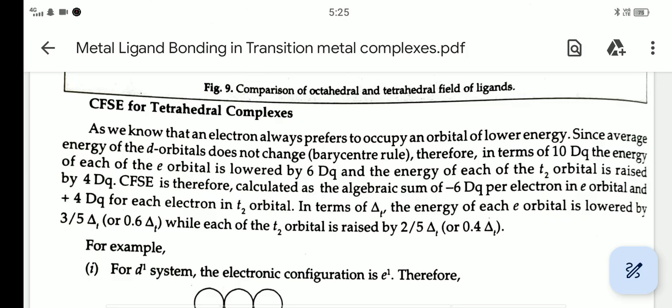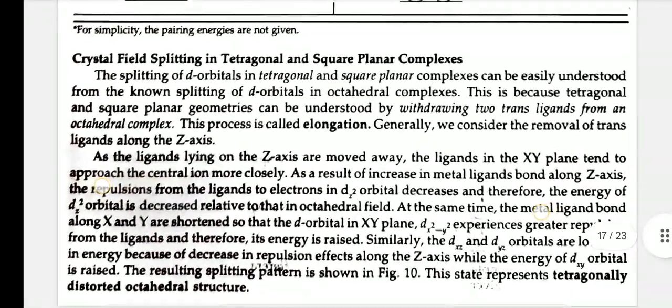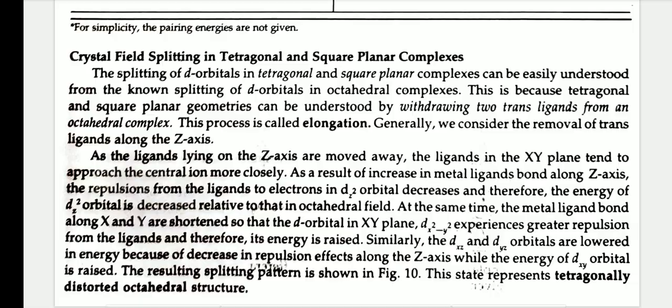Crystal field splitting in tetragonal and square planar complexes. The splitting of d orbitals in tetragonal and square planar complexes can be easily understood from the splitting of d orbitals in octahedral complexes. This is because tetragonal and square planar geometry can be understood by withdrawing two trans ligands from an octahedral complex. This process is called elongation.